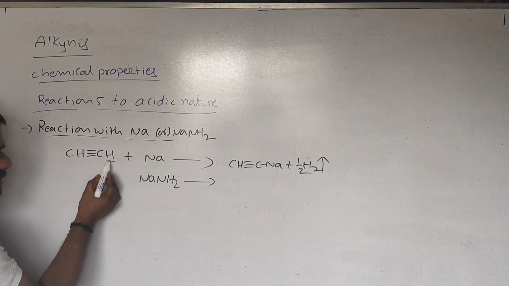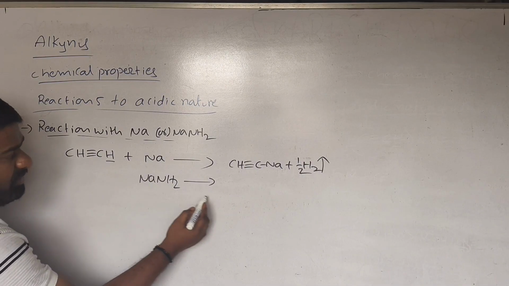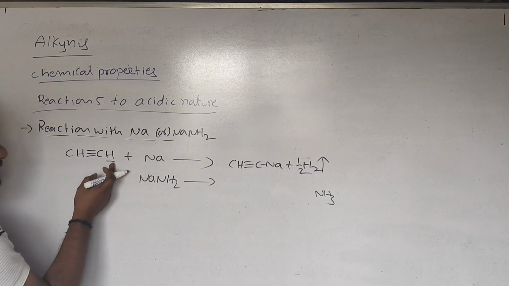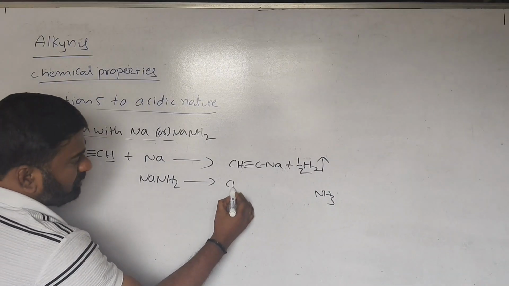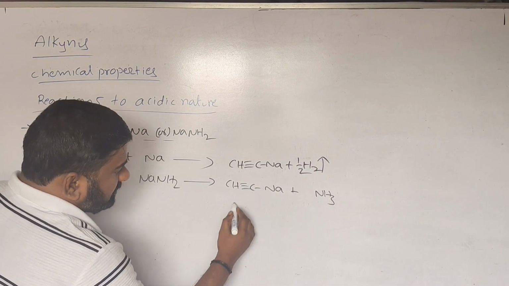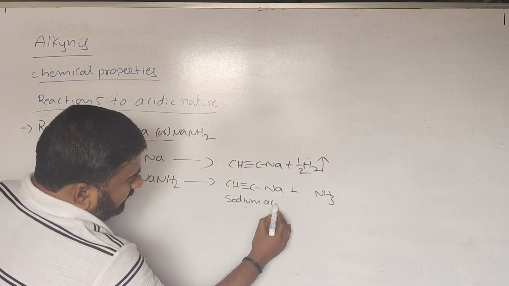With sodamide, the hydrogen is replaced by Na, and the hydrogen is added to NH2 and removed as NH3. Here also the hydrogen is replaced by Na, so we get the same compound, CH triple bond C Na. The name of this compound is sodium acetylide.